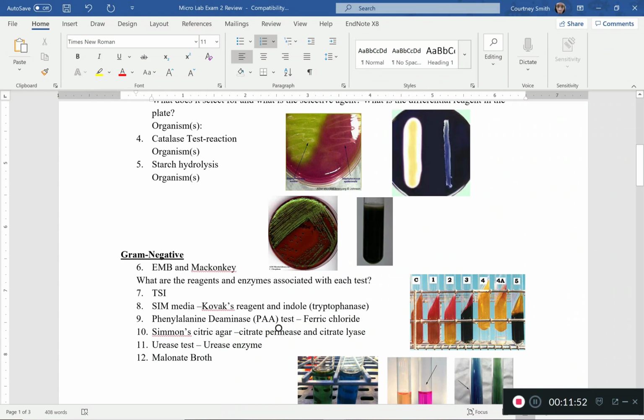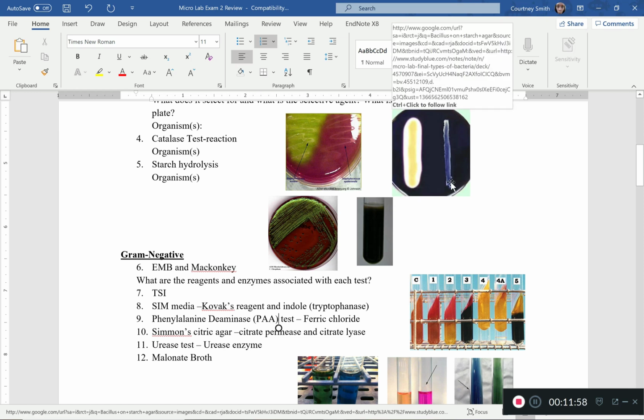So that was for the catalase. Now let's talk about the starch hydrolysis. So starch hydrolysis, that is this image right here.